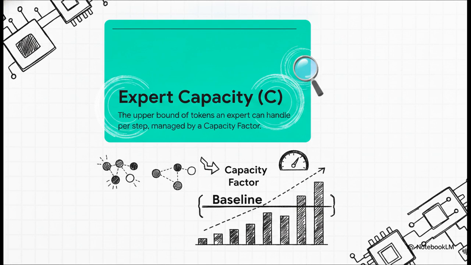So the crucial point is this capacity factor, and it's a super delicate trade-off. If you set the capacity factor way too high, you're just wasting incredibly expensive GPU memory on empty buffer space. But if you set it too low, you won't have enough room for sudden traffic spikes, and you're going to end up dropping a bunch of tokens.